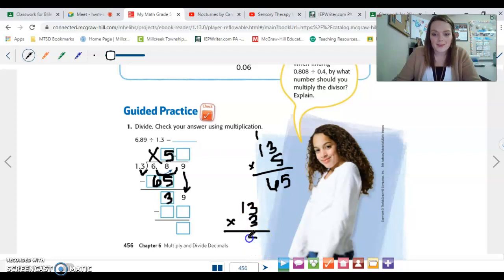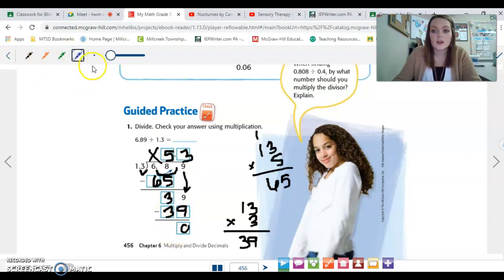So 3 times 3 is 9. 3 times 1 is 3. 39. Ooh, Mrs. Bliley did good guessing. So 39 works out perfectly. 3 times 13 is 39. 9 minus 9 is 0. 3 minus 3 is 0. We do not have any remainders.